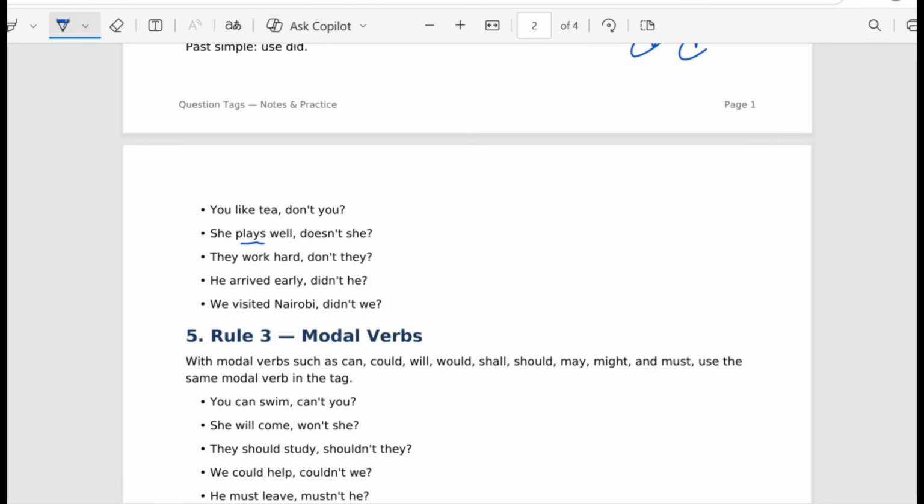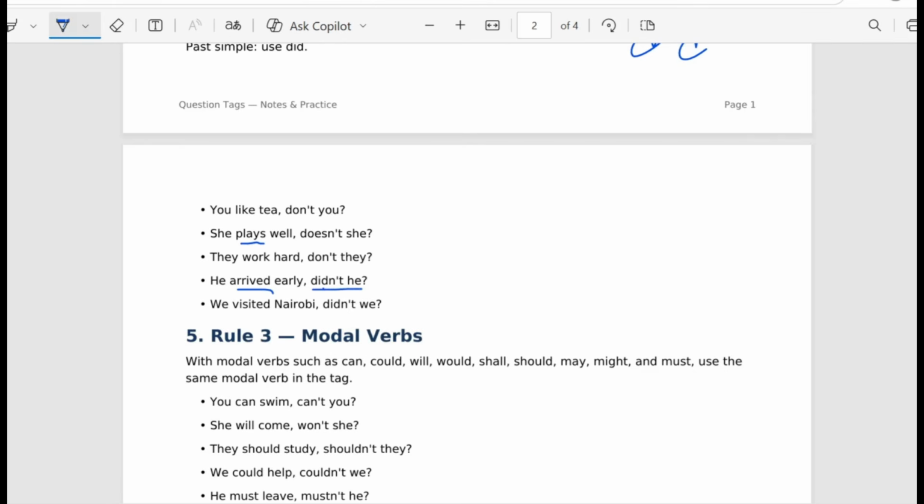The correct form of the tag that you are supposed to use is does. She plays well, doesn't she? They work hard, don't they? He arrived early. Remember now this arrived is past tense. So if something is past tense, you are supposed to use did.